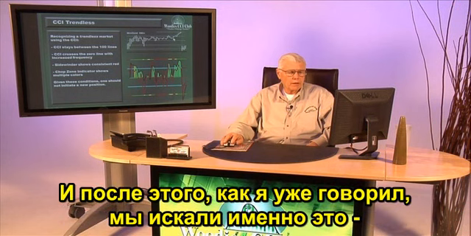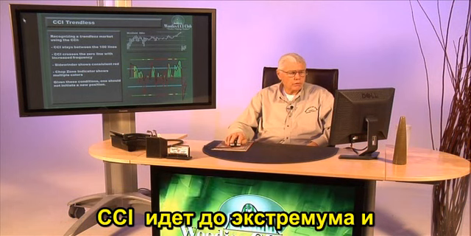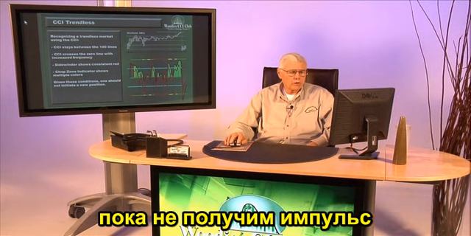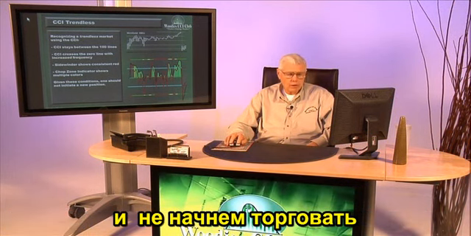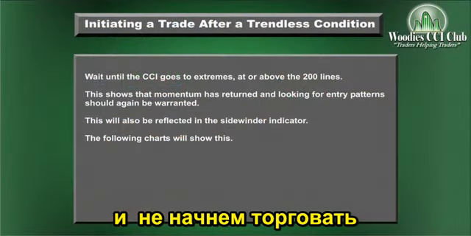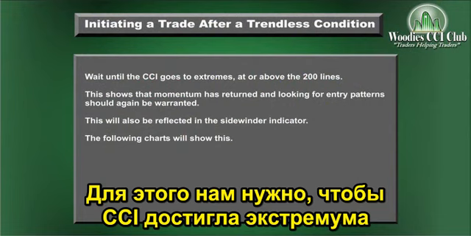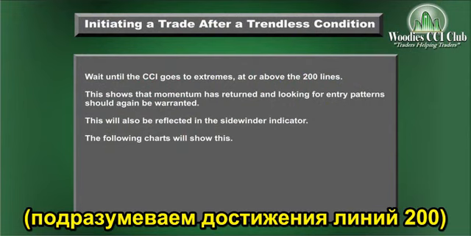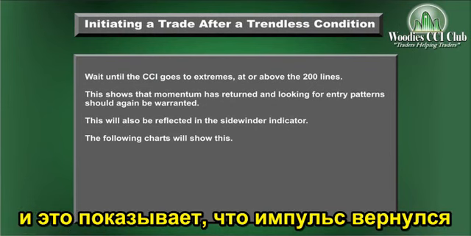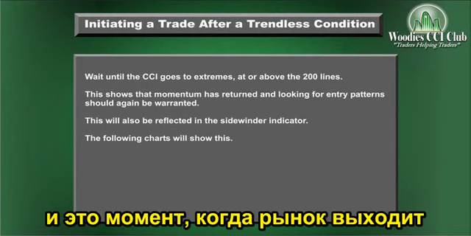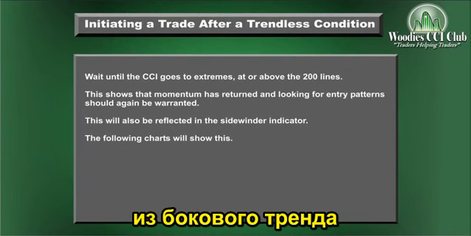And then after that, as I said, what we will look for is for the CCI to go to extremes so that we can start looking for patterns once we get some momentum going into the indicator. So again, initiating a trade after a trendless condition, we want the CCI to go to extremes, meaning we want it to go below the 200 line. And this shows that momentum has returned, and then we'll be looking for entry patterns from there. And this is how we come out of a sideways type market.